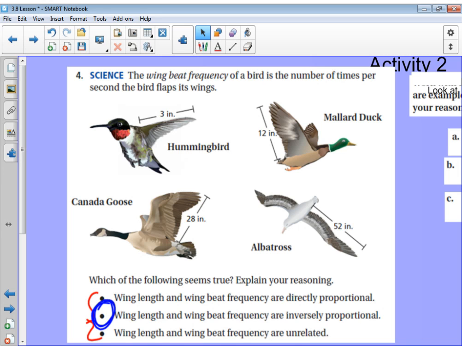Okay, well that's it for lesson 2, activity for 3.8. Good luck with this, and just remember, inverse variation is when one gets smaller, the other gets larger, or vice versa, versus direct variation, which we discussed in section 7, is when they both move in the same direction. They either both get larger or they both get smaller.